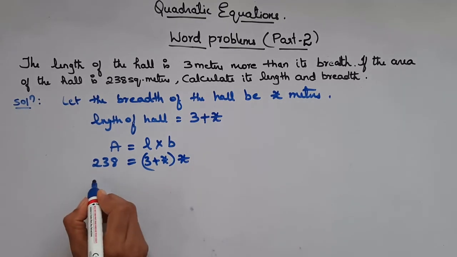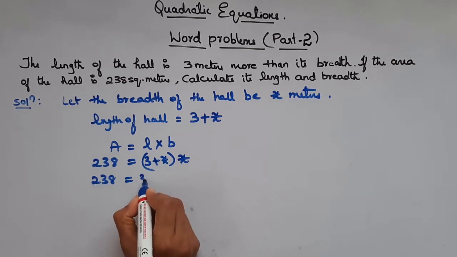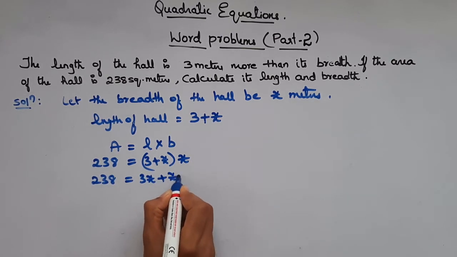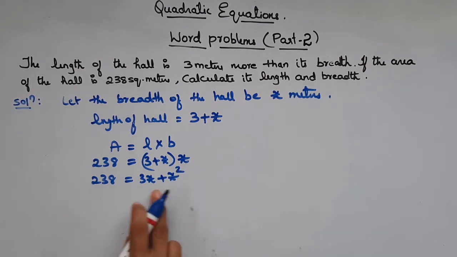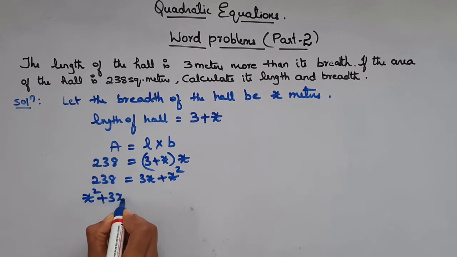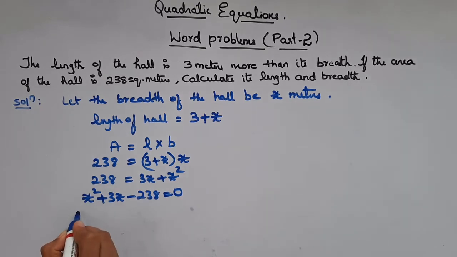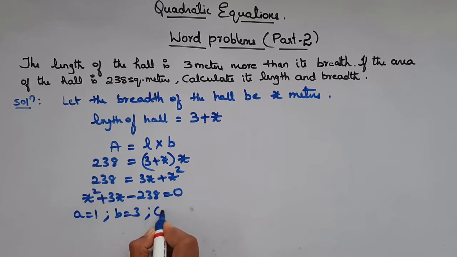So now let's solve this equation. We have 238 equal to x into 3, which is 3x, plus x square, right? Now let's write this equation in the standard form. We have x square plus 3x minus 238 equal to 0, right? So now a is equal to 1, b is 3 and c is minus 238. Now let's apply the quadratic formula to find the roots of this equation.